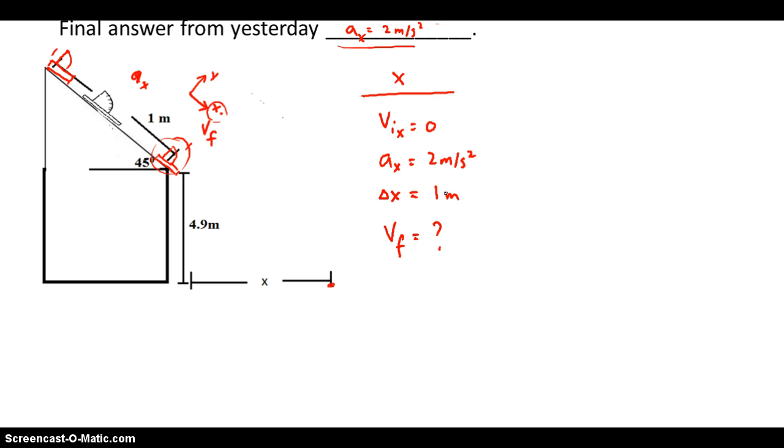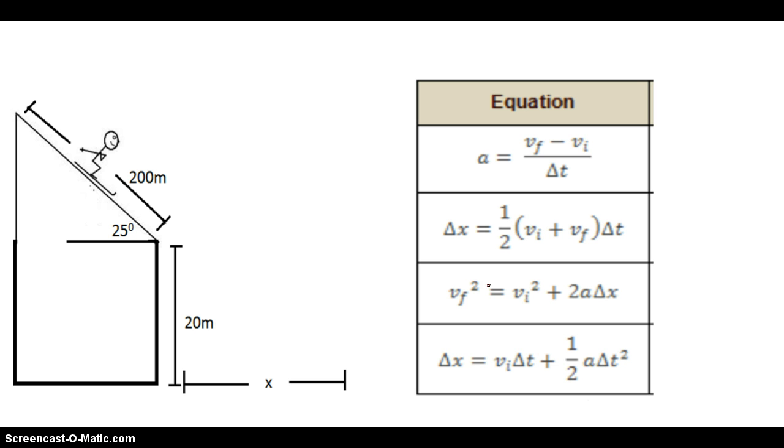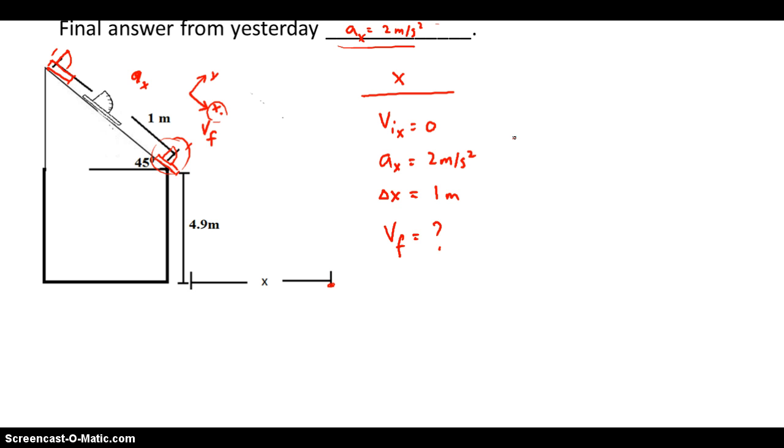So here I have 3 knowns and 1 unknown. I don't need to look in my y direction, because if you have 3 knowns, you can always find a 4th unknown. So look to your kinematic equations. Here's a different problem, but let's look to our kinematic equations and try to find which equation we need. This is one of the equations that has all 4 variables in it.